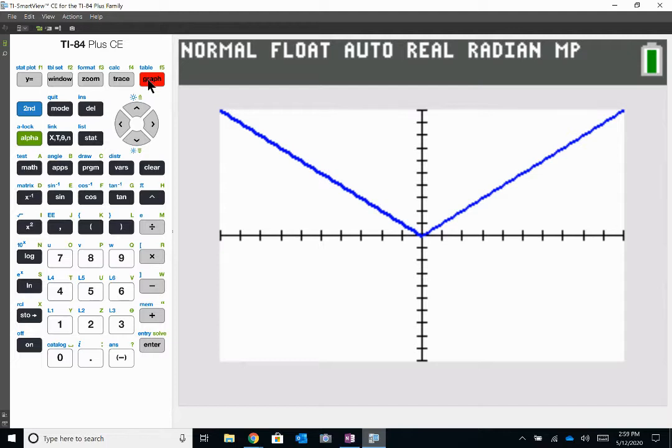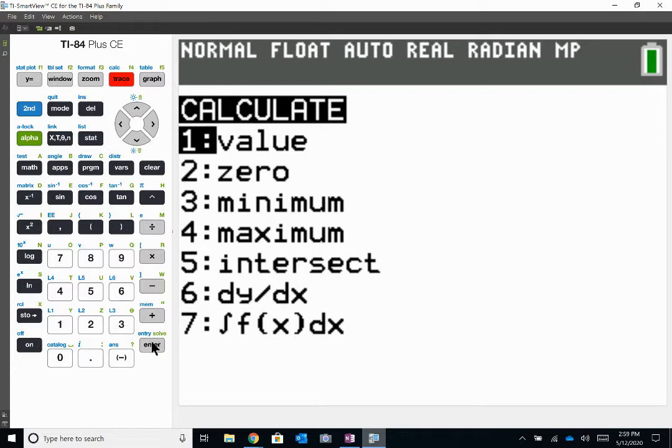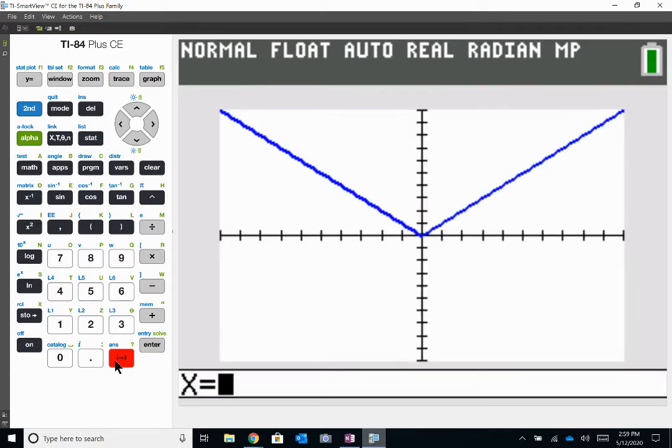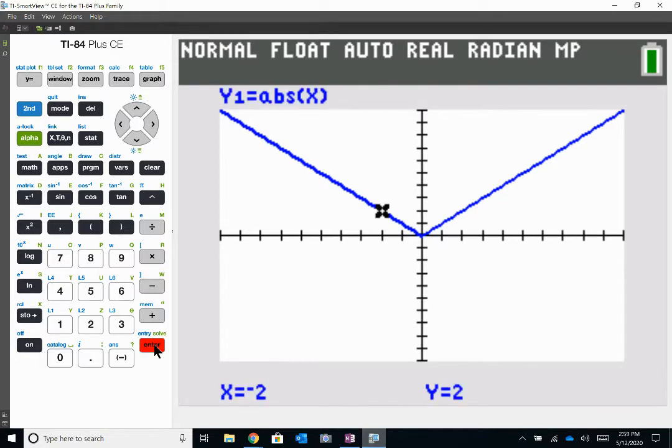And as before, if you wanted to see points on this graph, you can simply press second, calculate, and let's say we entered x is equal to -2. We know that when we find the absolute value of -2, it becomes +2, and it shows you the point on the graph.